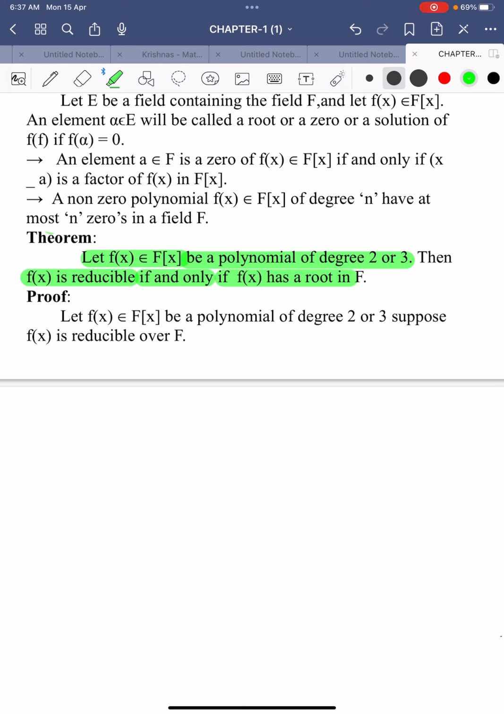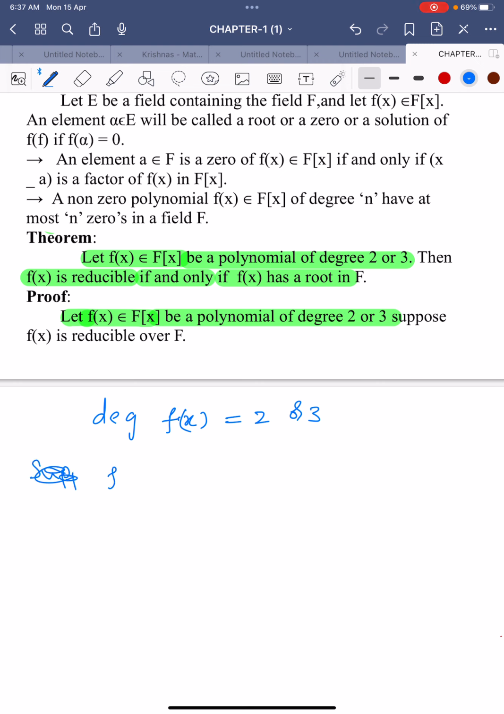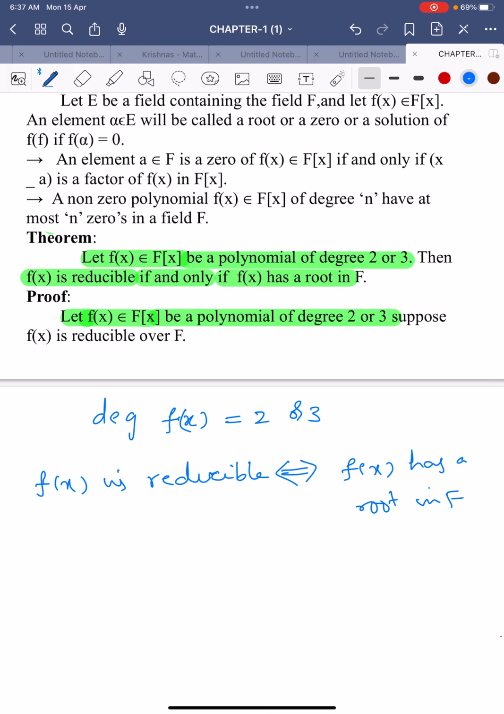So, we prove this theorem. Given that f of x belonging to capital F of x is a polynomial of degree 2 or 3. This is an important point: the degree of the polynomial f of x is either 2 or 3. So we have to prove that f of x is reducible if and only if f of x has a root in capital F.